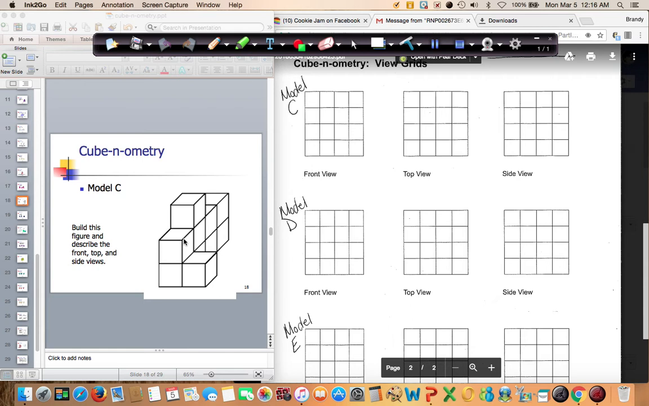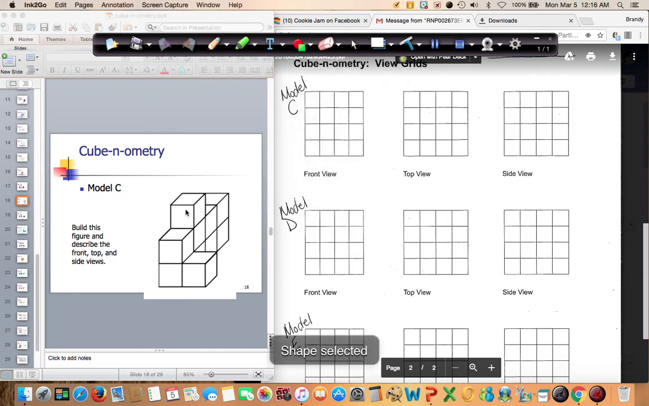Once you get the hang of it, I'll just give you a picture and say which one of these is the front view or which one is the side view. Or I'm going to give you a front, top, and side view, and then you're going to have to pick out the picture or actually make it. So let's look at Model C here.